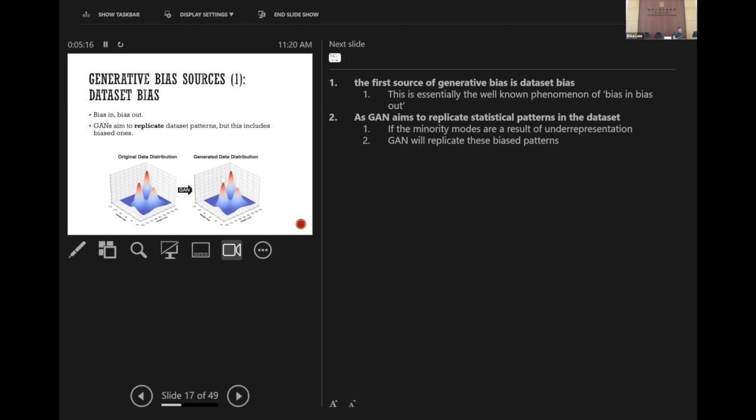And the first source of generative bias will be just from dataset bias, obviously. This is essentially the bias in, bias out that's typically discussed in the predictive model, but now in the generative model context, right? The reason behind this is that GAN aims to replicate the entire statistical pattern in the data set. So if the minority mode is a result of wrongful underrepresentation of a group, GAN will, of course, also replicate the exact bias pattern.